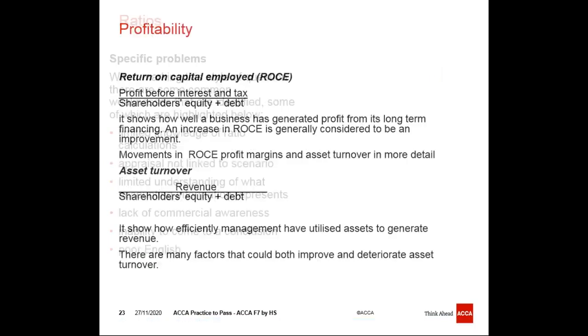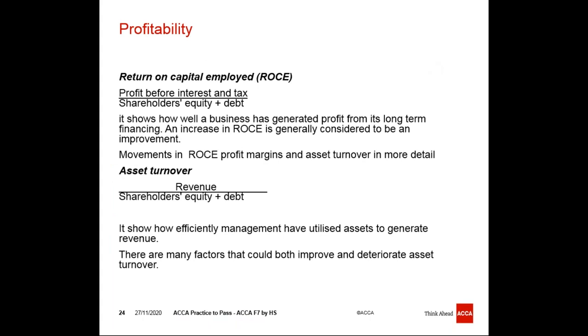So starting from some generalized topic comments, profitability. When we discuss profitability, you have to discuss four things. The first one is ROC, asset turnover, gross profit, and operating profits. For return on capital employed, we have to take the profit before interest and tax divided by shareholders' equity. When we talk about shareholders' equity, it means share capital plus all reserves.